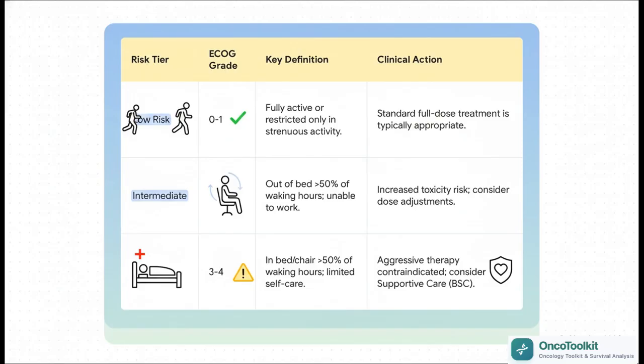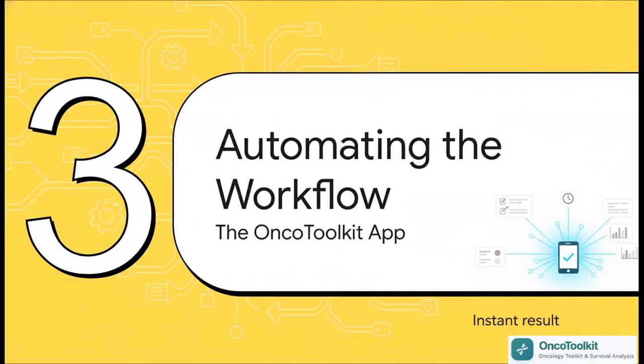And finally, you have the high-risk tier for grades 3 and 4. In this case, the patient is confined to a bed or chair for more than half the day. For a grade 3, aggressive therapy is often contraindicated, and by the time you get to grade 4, best supportive care really becomes the standard recommendation. So, we've gone through the clinical science. Now, for the fun part. Let's see how the Enko Toolkit completely automates this whole workflow, turning all those complex criteria into a clear, instant result.